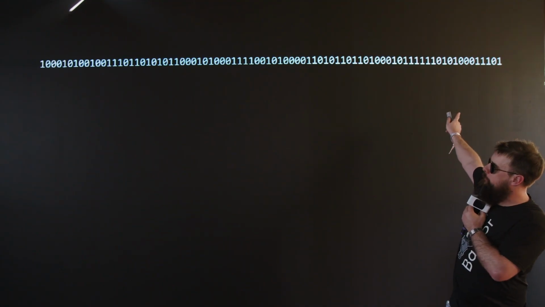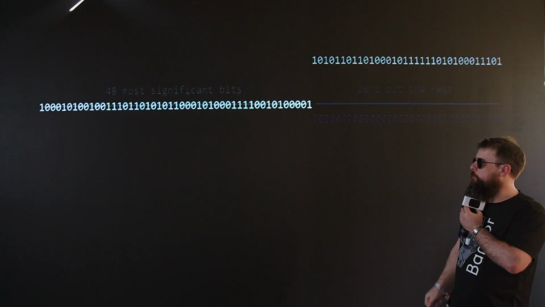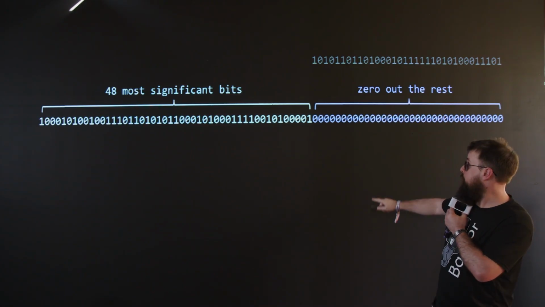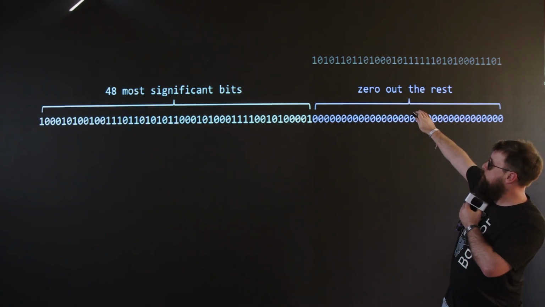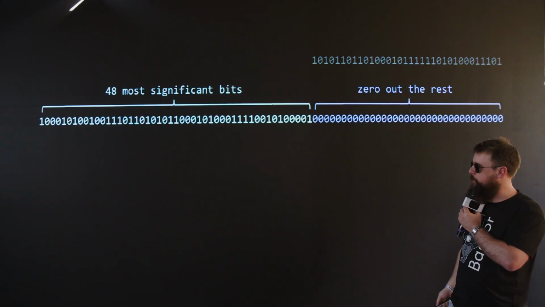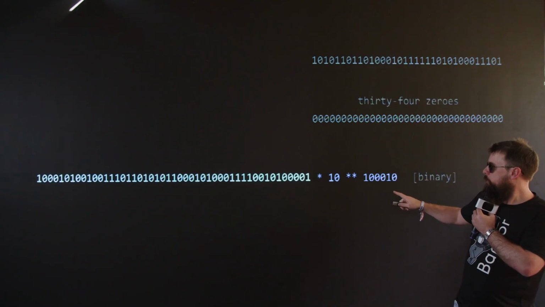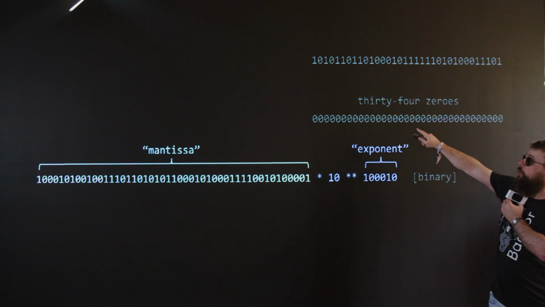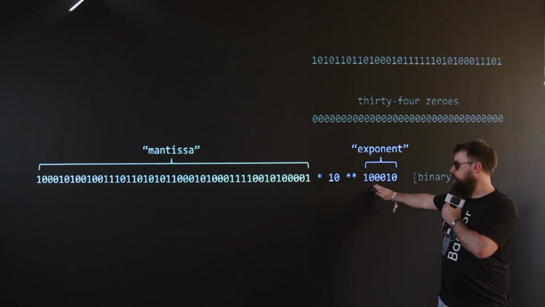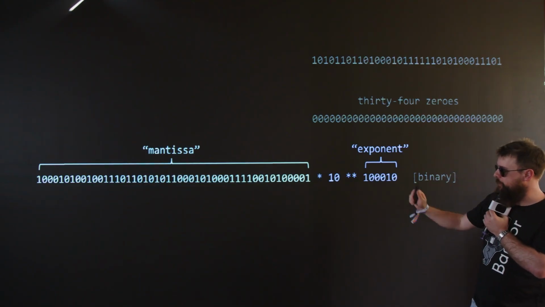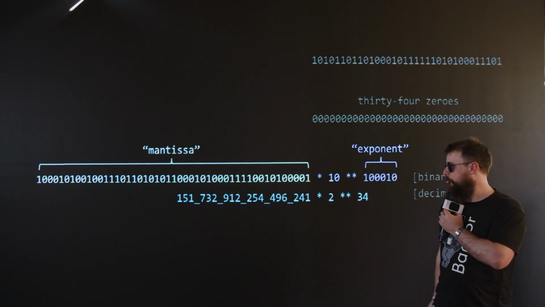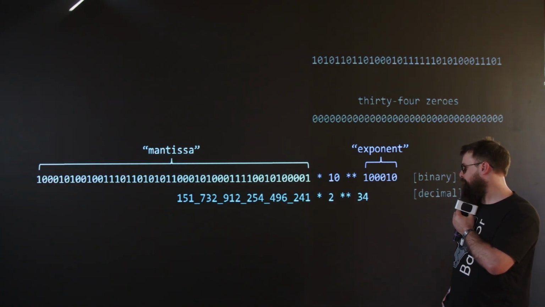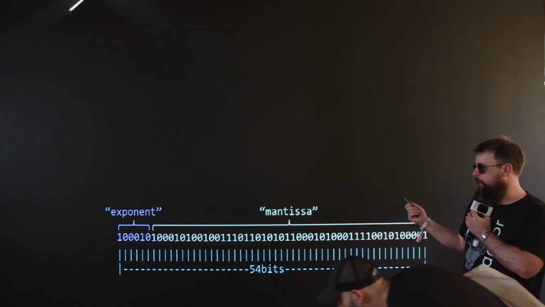This is exactly that number in binary. And what we do is we effectively just take the first 48 bits, and these are going to be the ones that we store in the smart contract. Everything else gets zeroed out. So we're losing some information here, which is where the precision loss comes in. And then we basically just count the number of zeros. If we're striking out 34 zeros of precision, then this becomes 2 to the 34. Remember, this is in binary. So after converting that back into decimal, you'll see that that price can be represented this way, and this is actually what we're going to be encoding. Okay, and there's the 54 bits.